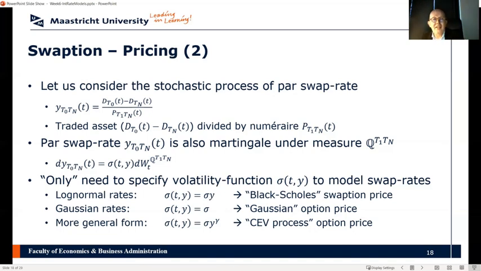But in the last 10 years, we have seen significant negative interest rates, up to almost -1%. So now Gaussian, normally distributed interest rate models have become much more popular in the euro area because they can capture the negative part of the interest rates.